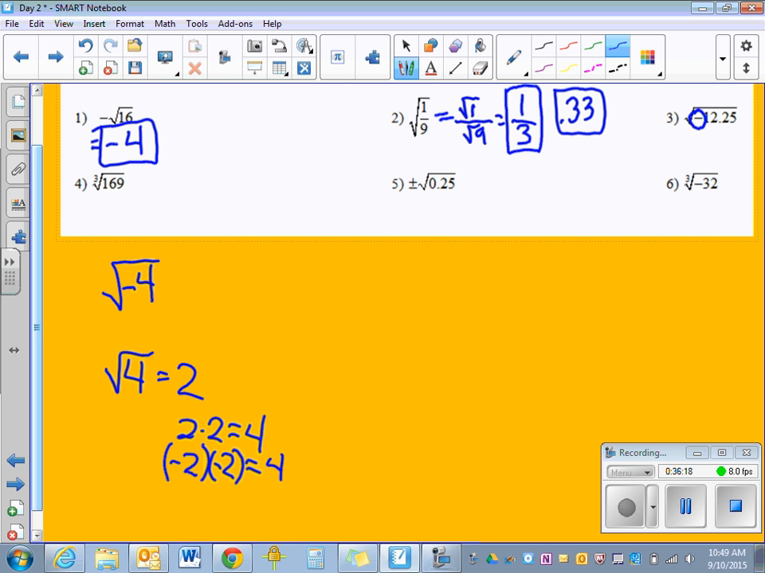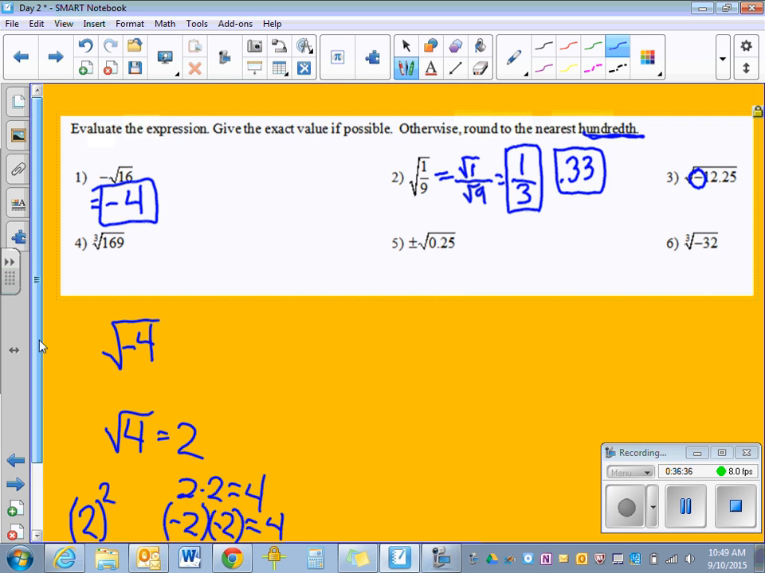Since squaring a number means you multiply it by itself, it has to be the same number both times. It's impossible to get a negative number, because a negative times a negative is a positive, and a positive times a positive is a positive. And so what we have happening here is there's no real answer.